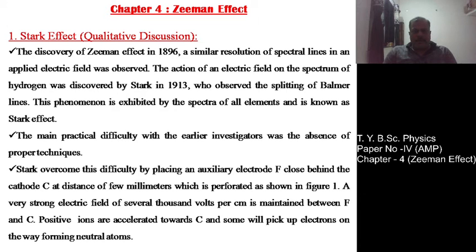The main practical difficulty for the earlier investigators was the absence of proper techniques. Stark overcame this difficulty by placing an auxiliary electrode F close behind the cathode C at a distance of a few millimeters, which is perforated as shown in figure 1. A very strong electric field of several thousand volts per centimeter is maintained between F and C. Positive ions are accelerated towards C and some will pick up electrons on the way, forming neutral atoms.